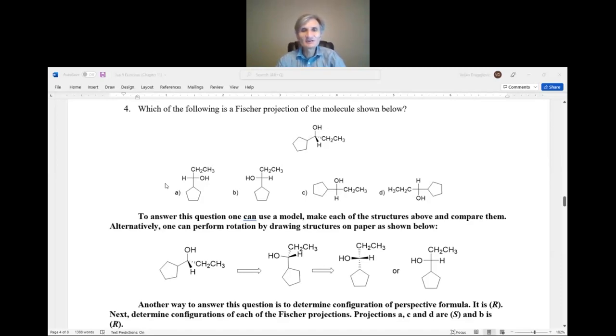Question number 4. Which of the following is a Fischer projection of the molecule shown below? So this is the molecule. Actually, there is a video which surprisingly few students watch, because I can see the number of views. It's very easy to convert a Fischer projection to a perspective drawing and vice versa. So you can do it on paper, or you can make a model.